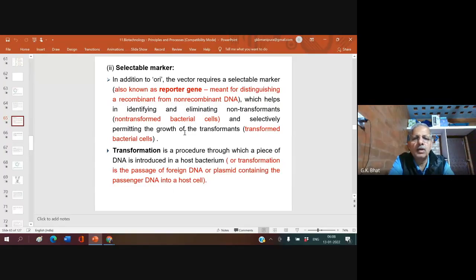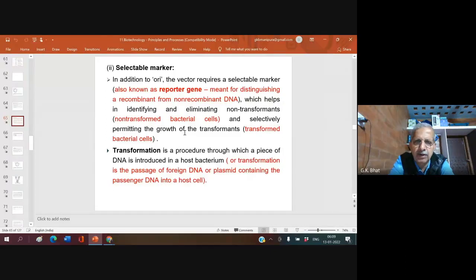You must know what is a transformant and what is a non-transformant. If a vector is introduced into any bacteria, that bacteria is called a transformed bacteria. Any foreign DNA is always introduced into the bacteria through a plasmid. If the plasmid is not taken up by the bacteria, it is not transformed. So please remember transformed and non-transformed.